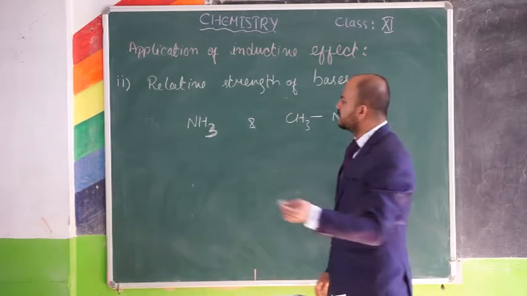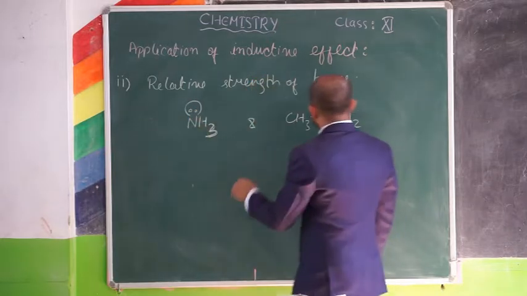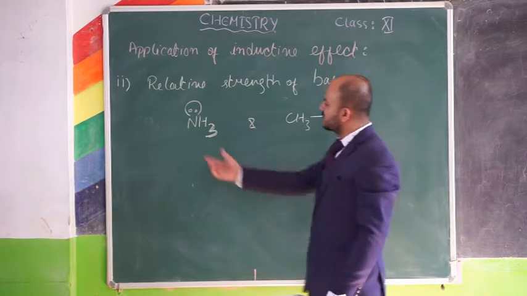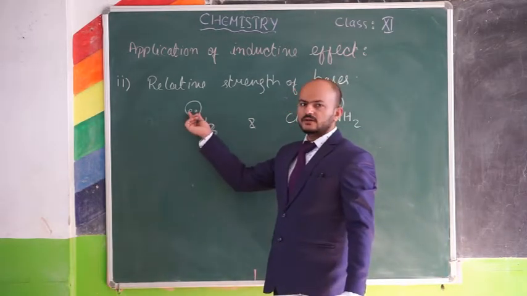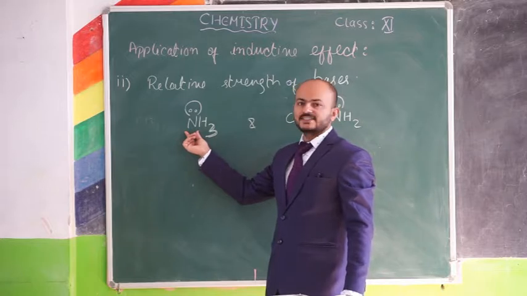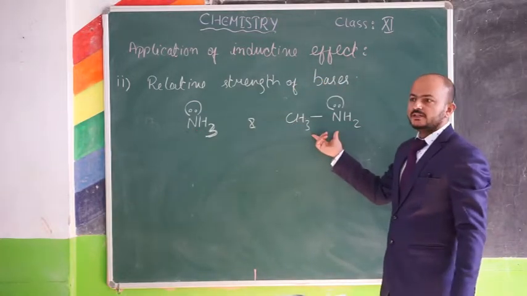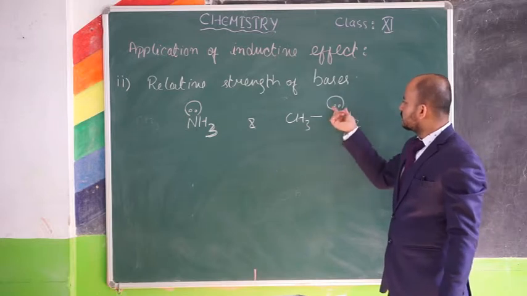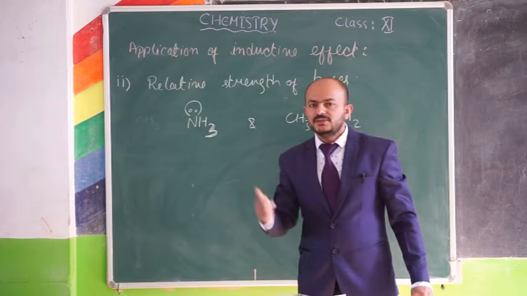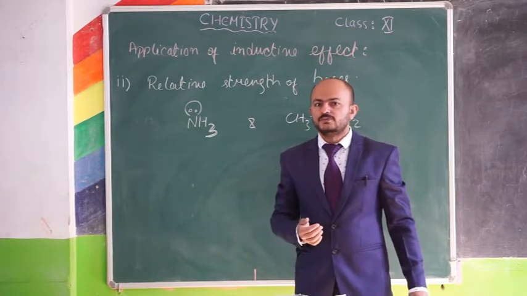By application of inductive effect. In this case, you can see that nitrogen has a lone pair, and over here also nitrogen has a lone pair. Now this lone pair over nitrogen is present, therefore it acts as what? Base. Now whenever you come to this group CH3 and NH2, the lone pair is present over nitrogen, and the basic strength will depend upon how easily it can donate its lone pair of electrons.